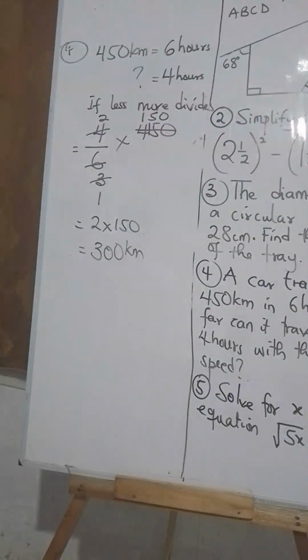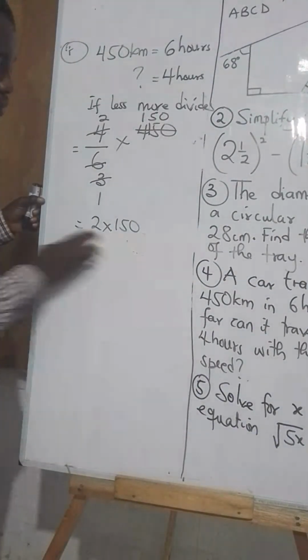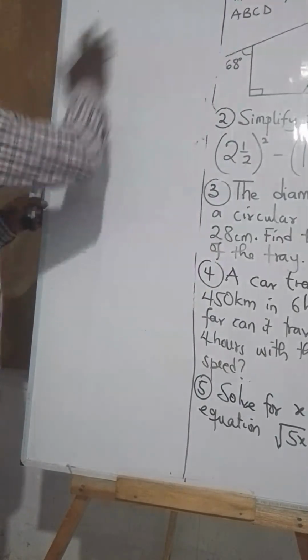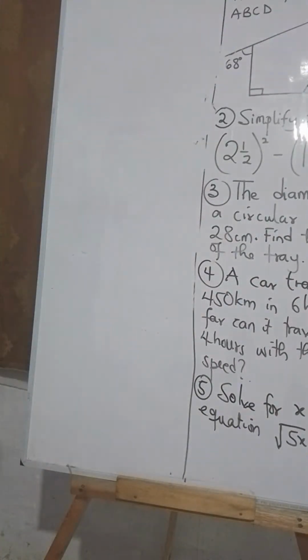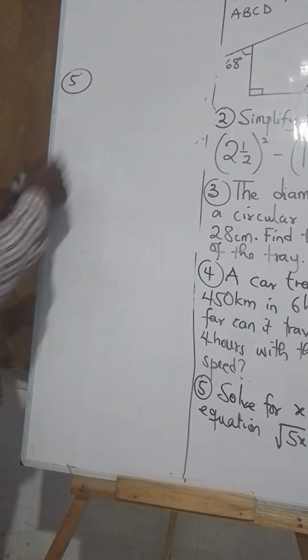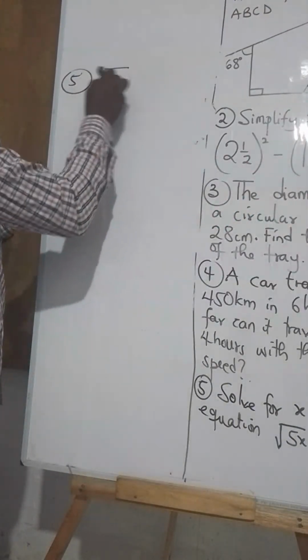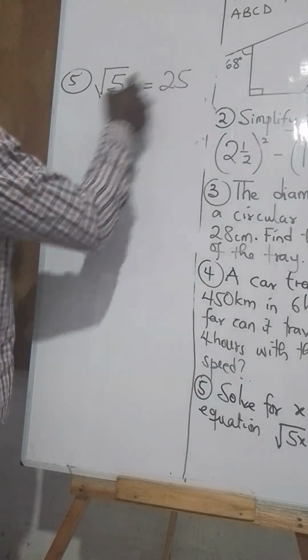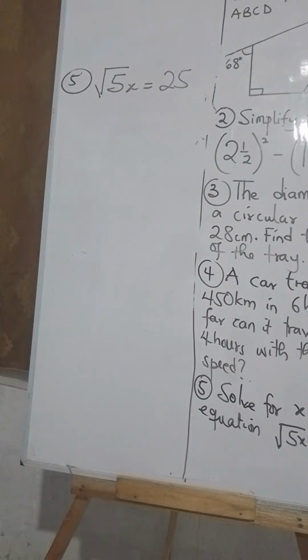Right. Now I want to look at the last question. This one here. We have root of 5x equals 25. Root of 5x equals 25. Yes, can you try it for us to see? Root of 5x equals 25.